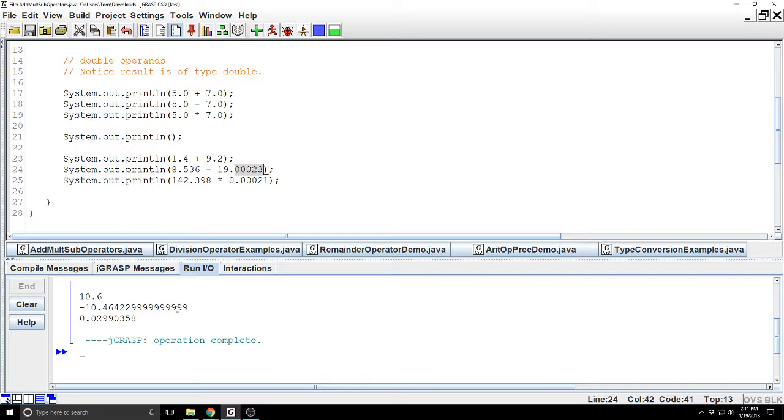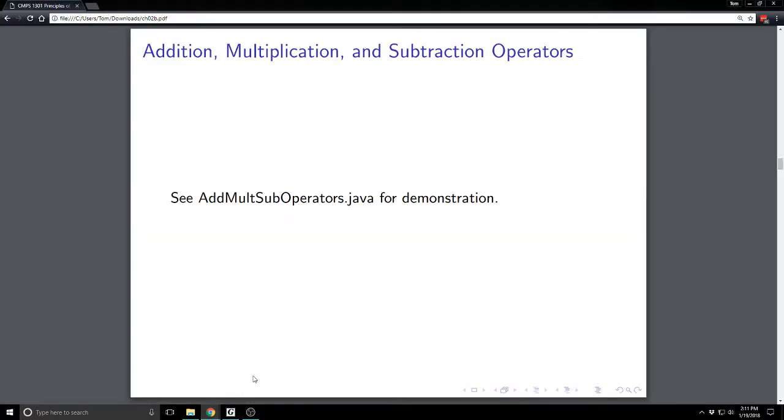So the numbers that you get as the result of operations on decimal numbers can be off a little bit. You have to always be careful about that. All right, and that's it for this one. We will talk in the next video about division.